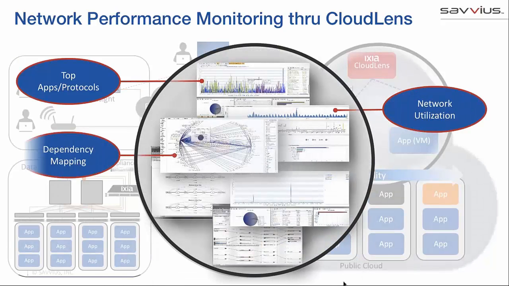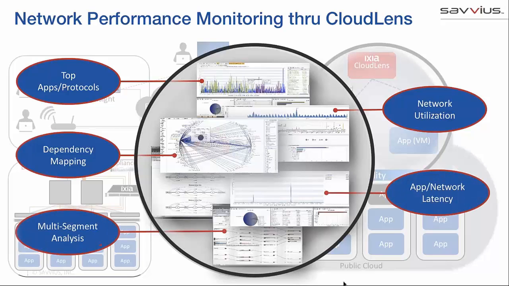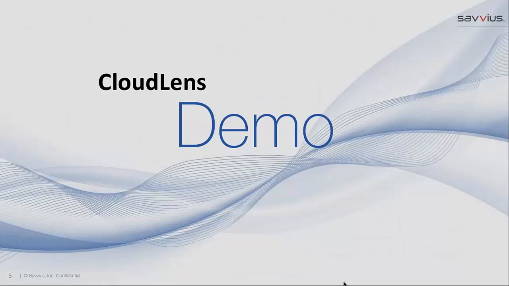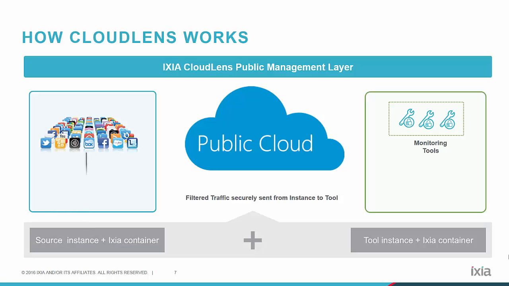Analytics that we provide include, for example, top application protocols, network utilization, KPIs, dependency mapping, application latency, and multi-segment analysis. And Jay is going to demonstrate later on some of the real-time utilization and real-time analytics during this demo. Having said that, let me hand off to Greg, who is going to walk us through the Ixia CloudLens setup process to begin with. Thank you very much, Nadeem.